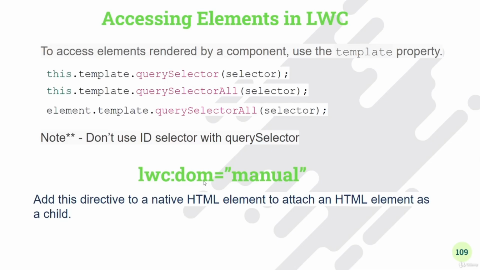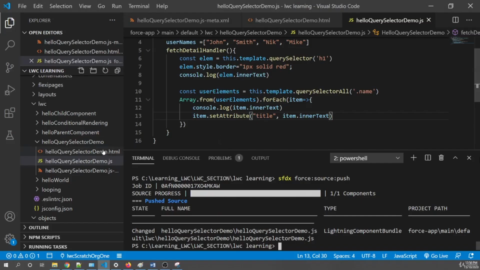Okay, so now let's go to our slides and see the second topic of this video, that is lwc:dom equal to manual. This directive we commonly use when we want to attach some element within the tags dynamically. Like if I give you a real-time example, when we work on charts and charting libraries and we want to append the chart within that element, we use this particular directive. So add this directive to a native HTML element to attach an element as a child. So let's go to our VS Code and see how we can use this.